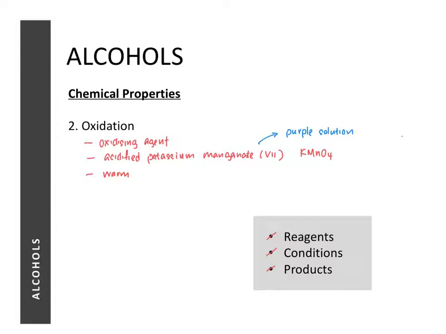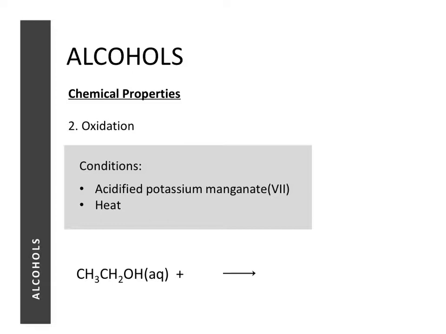Now what happens when you react ethanol or an alcohol with an oxidizing agent? What does it become? Okay, we're going to take a look, but I'm going to give you a prelude. When an alcohol is oxidized, it becomes a carboxylic acid. So now we'll look at the specific example of the oxidation of ethanol. So what happens when you mix ethanol with acidified potassium manganate 7 and then you heat it is that ethanol will be oxidized to the corresponding carboxylic acid. Corresponding meaning C equals to 2. All right, so ethanol will give me ethanoic acid.